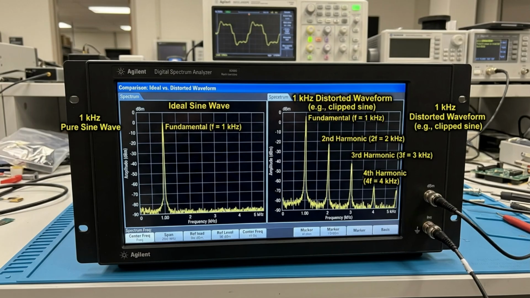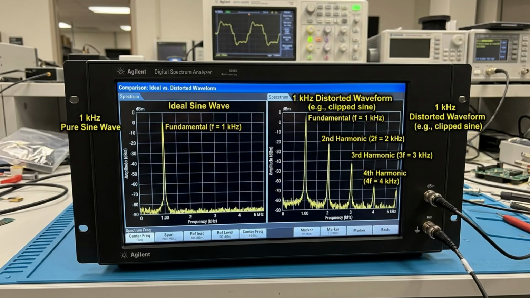Suppose your transmitter is designed to generate only 100 megahertz. Why does your spectrum analyzer also show signals at 200 megahertz, 300 megahertz, or even 400 megahertz? Where did these extra frequencies come from?